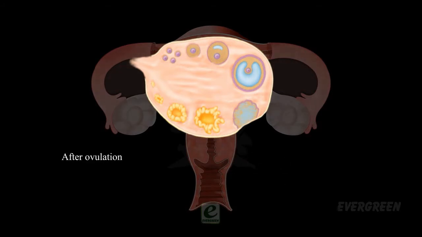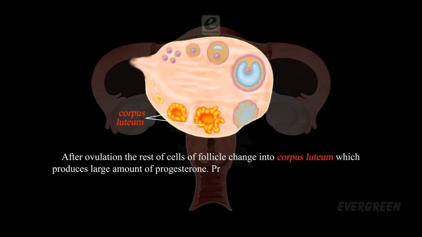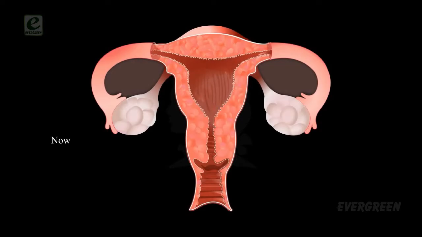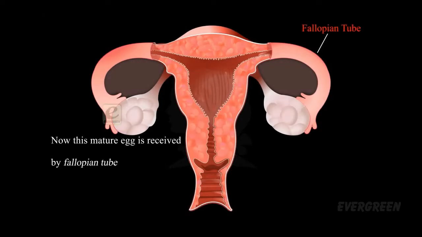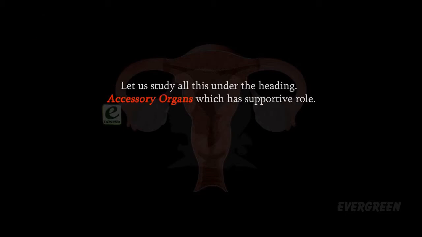After ovulation, the rest of the cells of the follicle change into corpus luteum, which produces a large amount of progesterone. Prior to ovulation, it secretes estrogen. Now, this mature egg is received by the fallopian tube with the help of fimbriae. Let us study all this under the heading Accessory Organs, which has a supportive role.